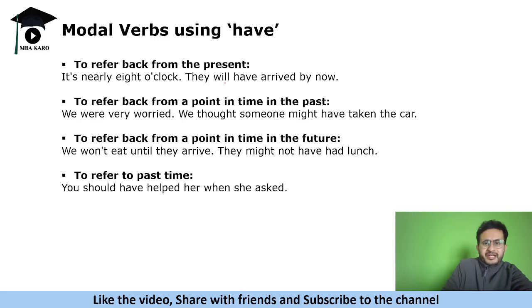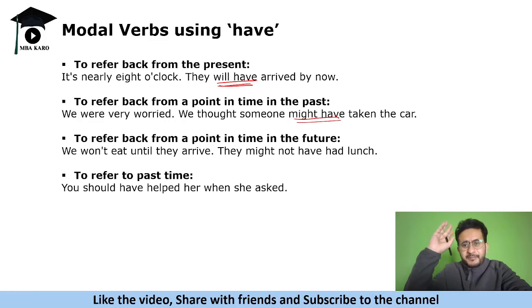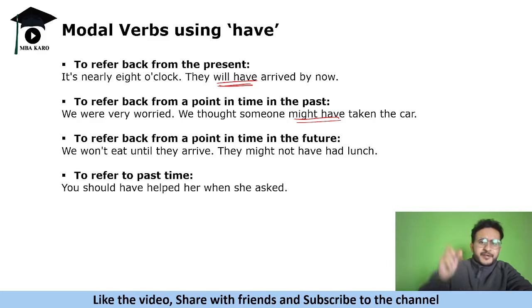So "will have." Okay, so this is a modal verb. Will is a modal verb. To refer back from a point in time in the past: we were very worried. We thought someone might have taken the car. So back from a point in the past, मतलब past की जब बातें करते हैं, so we use the word have. To refer back from a point in time in the future.